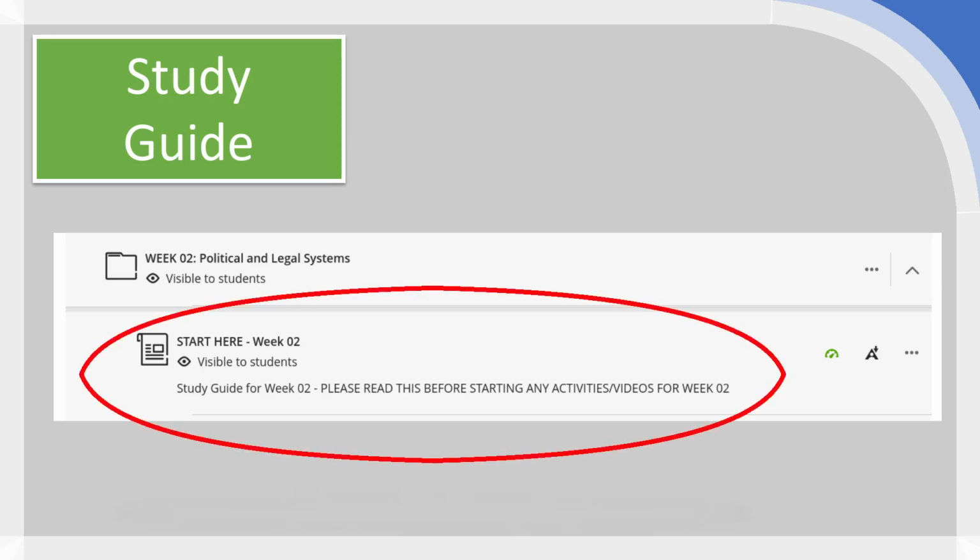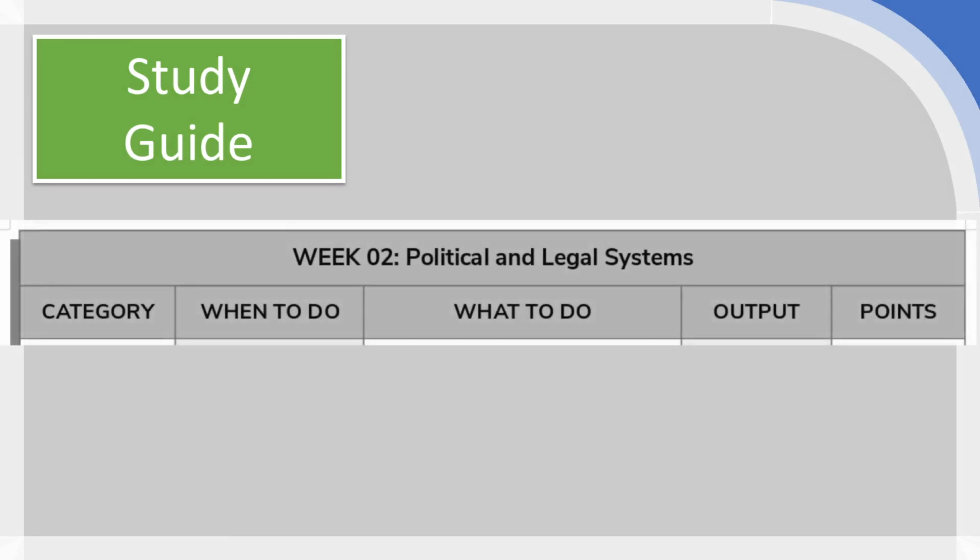And it's something that needs to be looked at right before you do anything else for the week, before you watch any of the pre-recorded lecture videos, before you do any of the activities or any of the reading. Please start by looking at the study guide for that week. And what that will have is all of the activities, everything you need to do, with 5 specific categories or 5 specific columns here.